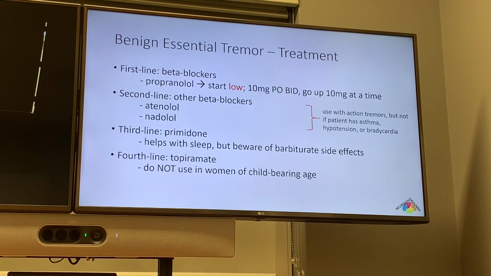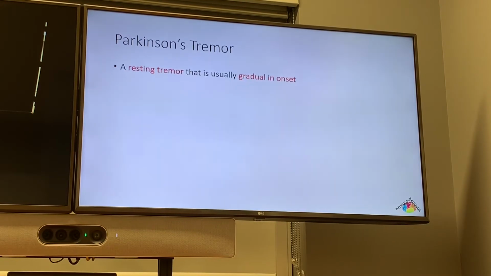So that's benign essential tremor. The next one I want to talk about is the Parkinson's tremor. And this is actually quite commonly confused with a benign essential tremor, and I've seen either labeled for the other. So the main distinguishing feature is that instead of a postural or intention tremor, this is a resting tremor. And this is usually very gradual in onset and history. It is usually unilateral, but there are atypical Parkinsonisms that you don't need to worry about where it can be bilateral, so just keep in mind that you can have a bilateral resting tremor.